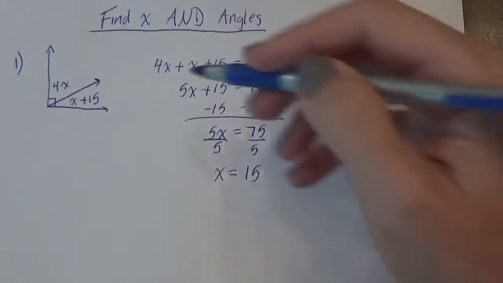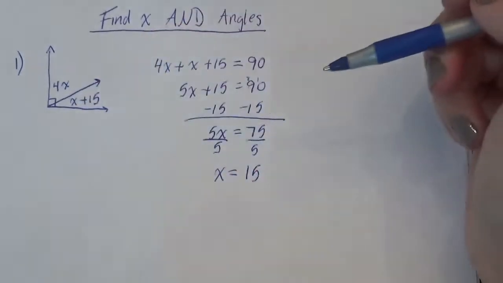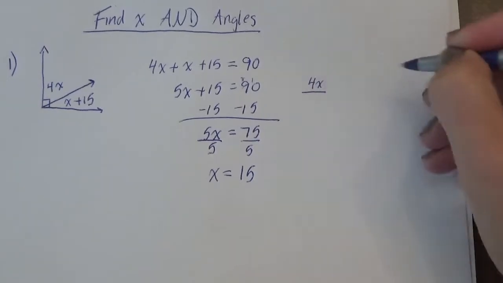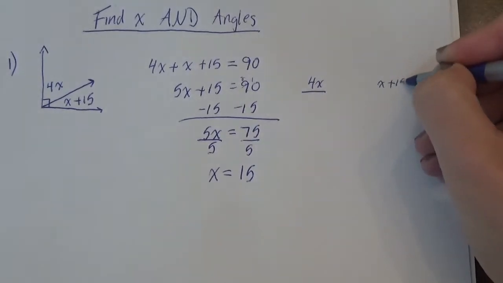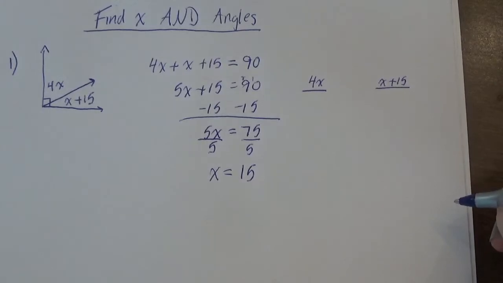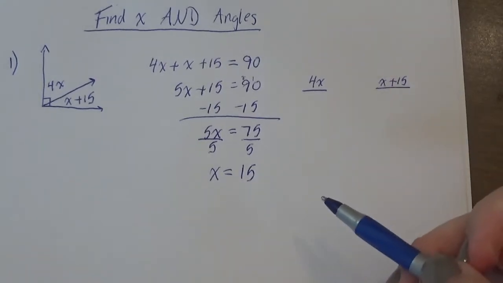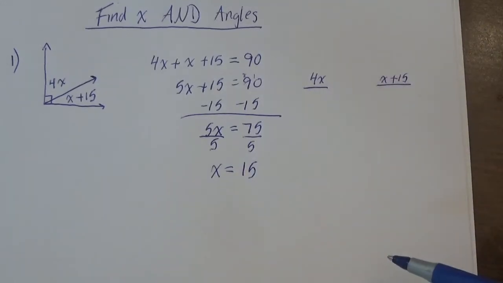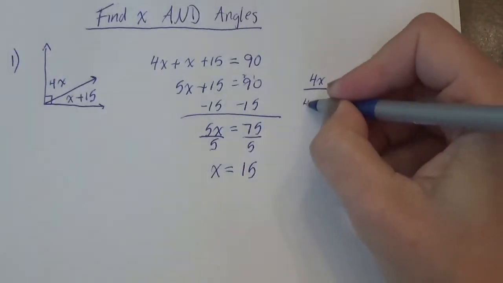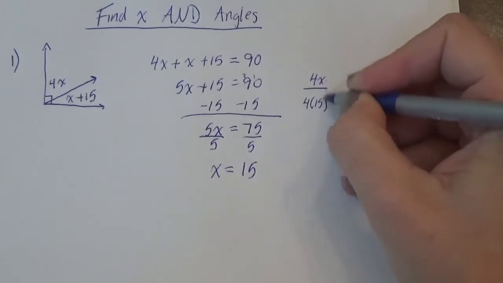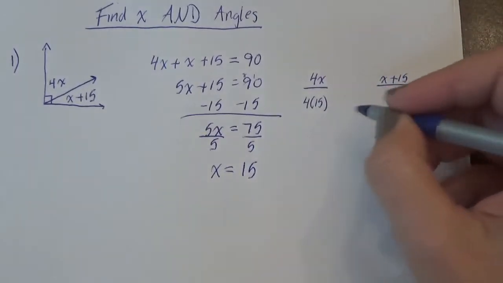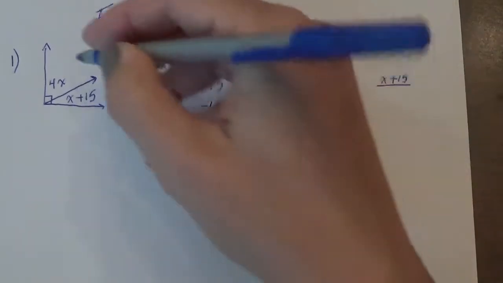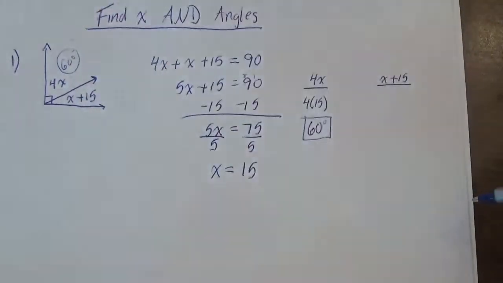Now we're not really done. I want us to figure out what each angle is. So over here, we're going to figure out angle 4x, and we're going to figure out x plus 15. So it's kind of like the word problems. Now that we know what x is, we're going to use it to figure these things out. So if x is 15, I'm going to sub in a 15 where x would be, do that math, and apparently this angle here is 60 degrees.